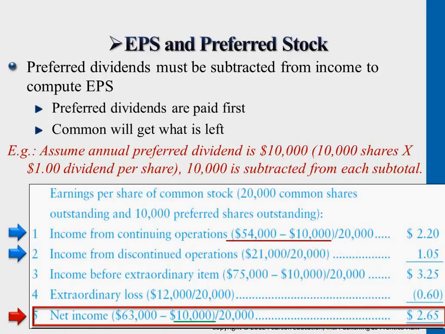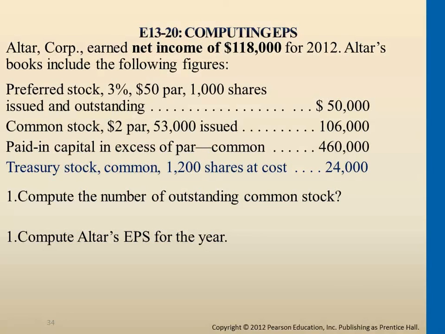Let's work on a problem on calculation for EPS. So the first question is asking what is the number of outstanding common stock. Second, if we can calculate EPS. First of all, what is the number of outstanding stock here? 50,000 is the preferred part. Sorry, what is the outstanding of the common part? The common stock part. The EPS is all about common.